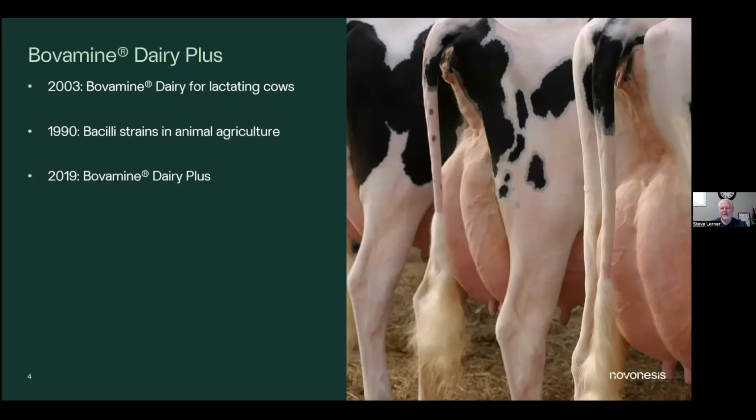So, with that as background, let's talk about Bovamine Dairy Plus. It was introduced into the marketplace a few decades ago, 2003. The strains in the organisms in this product contain bacilli that have been in the marketplace since the 1990s. And in 2019, we put those together to make Bovamine Dairy Plus.